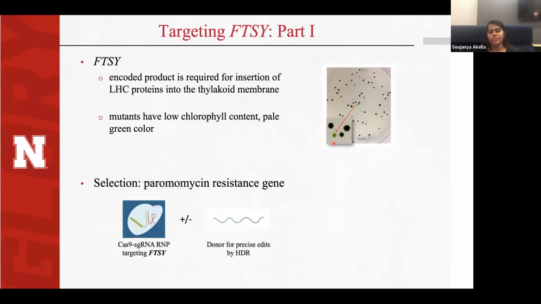So for that, we use a promomycin resistance gene. Promomycin is just an antibiotic. Don't worry about that too much. So what all did we include when we did this electroporation?